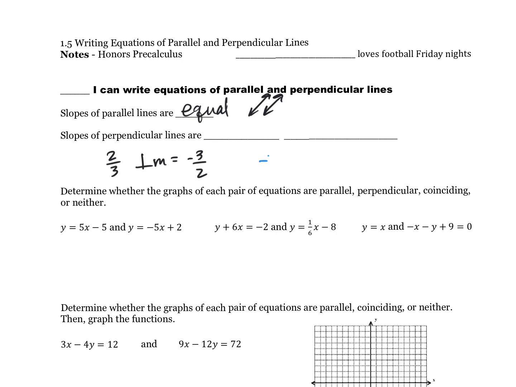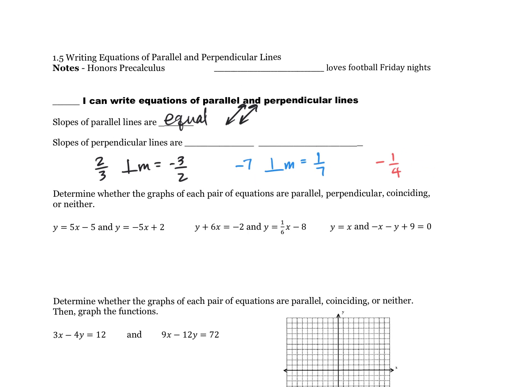What if the slope was -7? What is the perpendicular slope? Say that again. It's +1/7. One more. What if my slope was -1/4? What is the perpendicular slope? 4. So I heard someone say it.